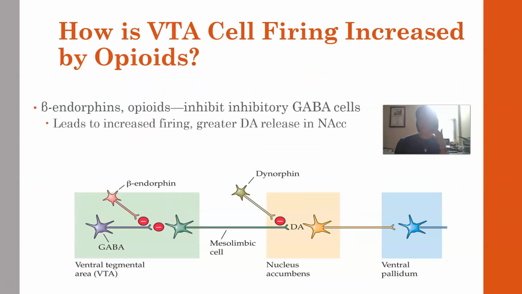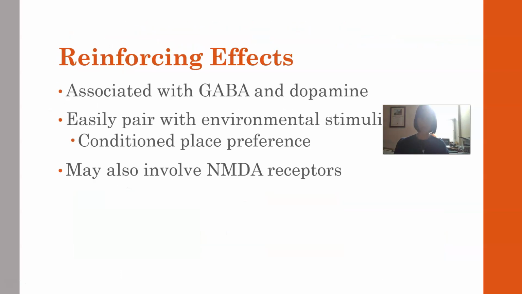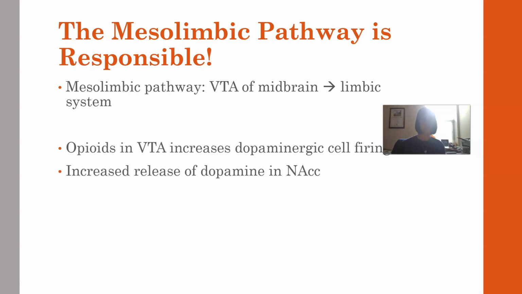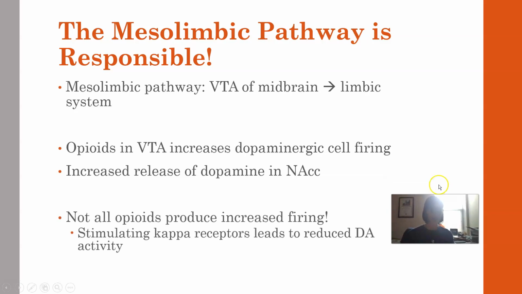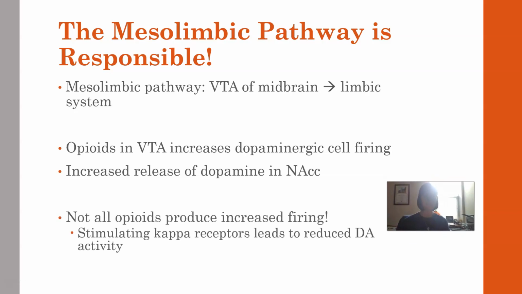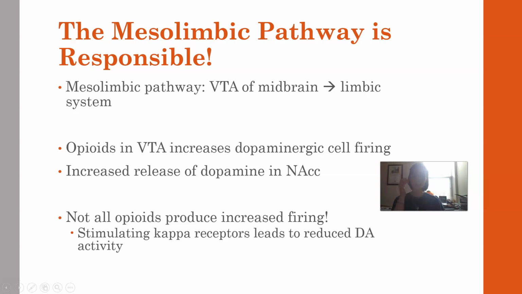So we talked about the three major ways that opioids basically produce reinforcing effects. First of all, the mesolimbic pathway, as we talked about last time, does play a role here. Generally, opioids will increase dopaminergic cell firing in the ventral tegmental area, leading to an increased release of dopamine in the nucleus accumbens.